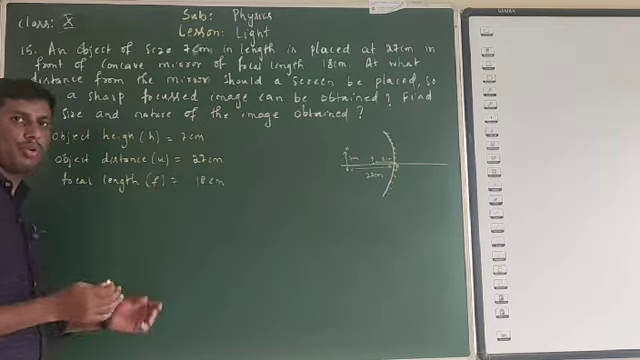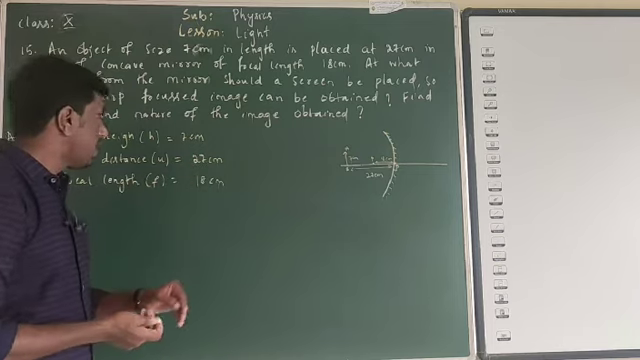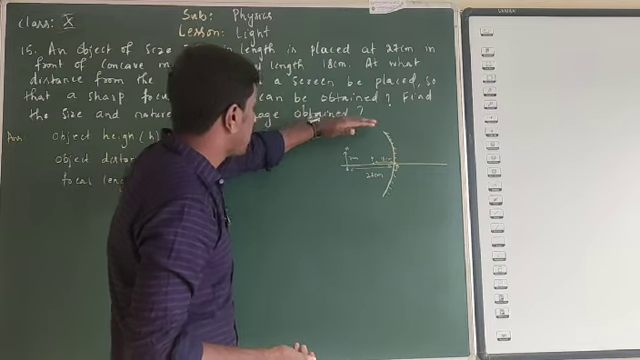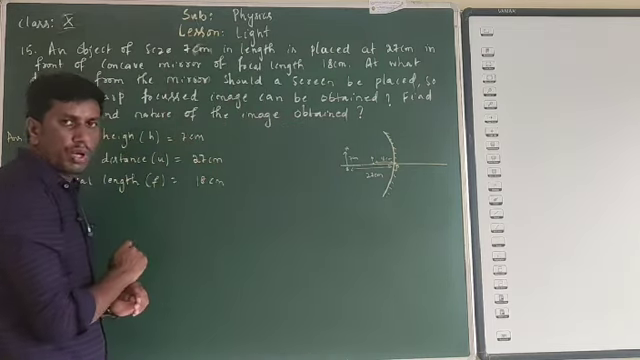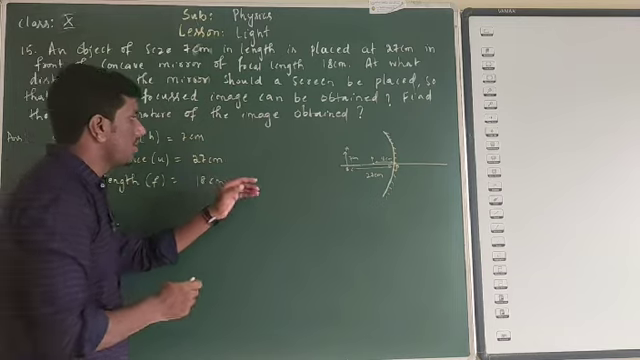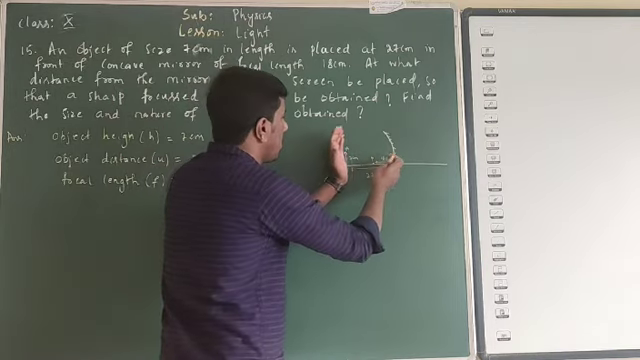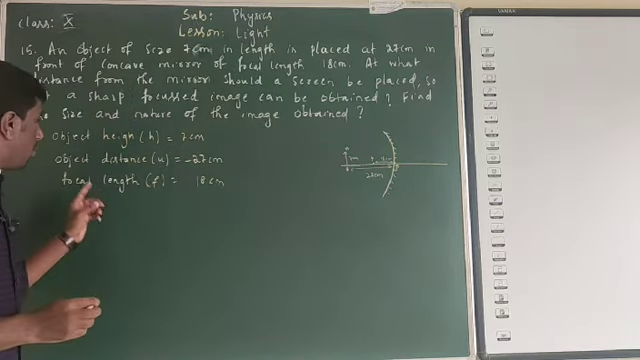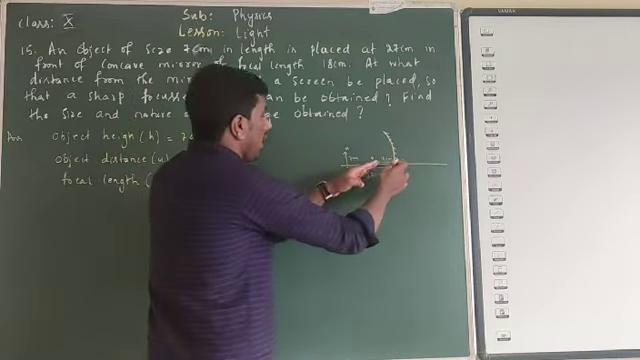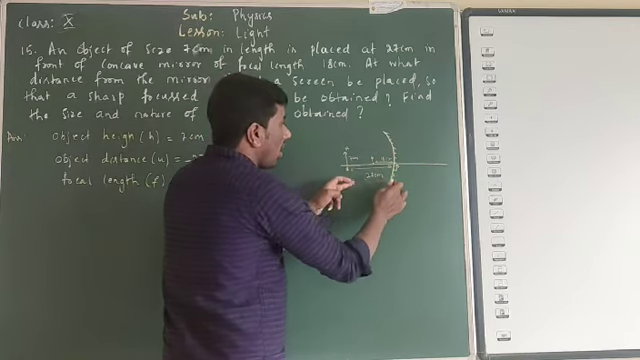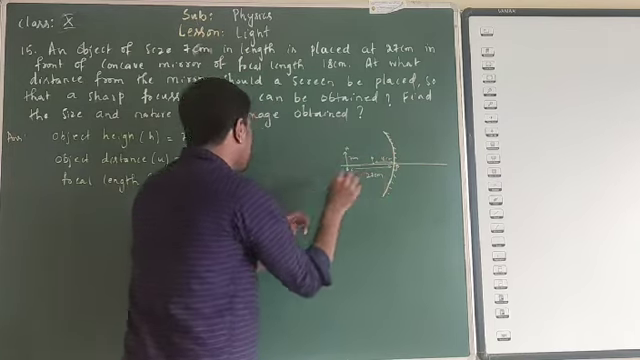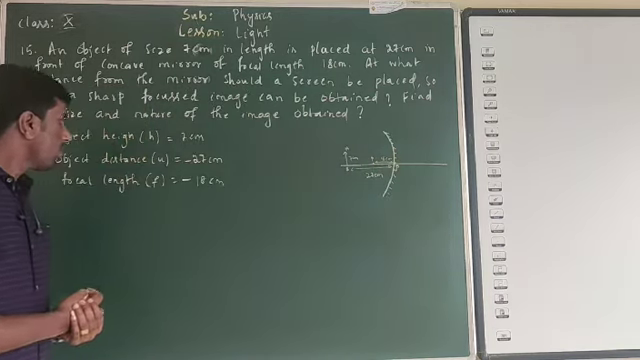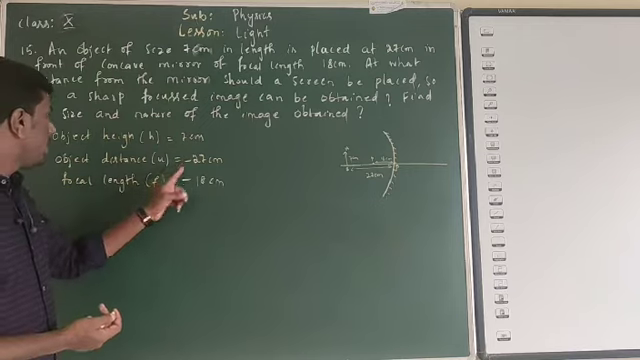After writing the values, we should come to the sign of these values. Object height is on the positive y-axis, so it is positive. Object distance 27 centimeter: the object will be placed in front of the mirror, so it is on the negative x-axis, so it is minus. Focal length will be on the negative x-axis only, since it is a concave mirror, so the focal length is also negative. So this is negative and this is also negative.